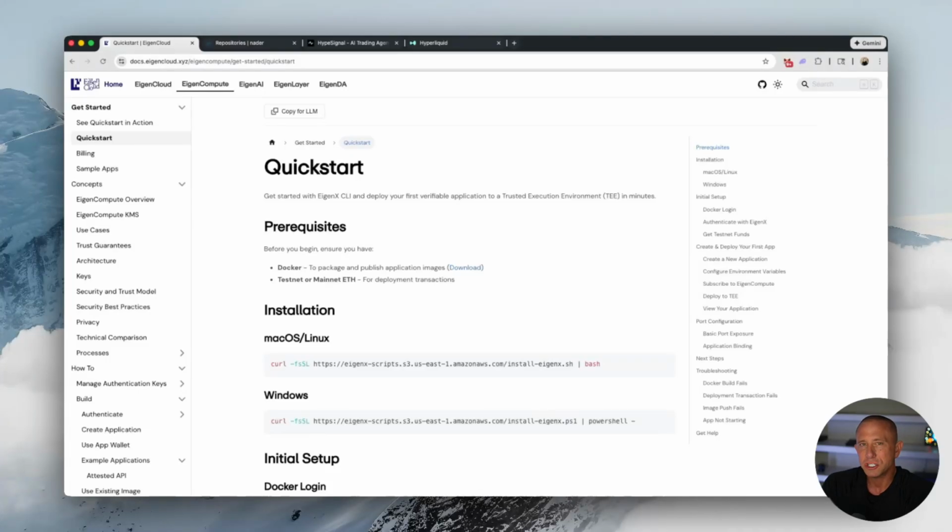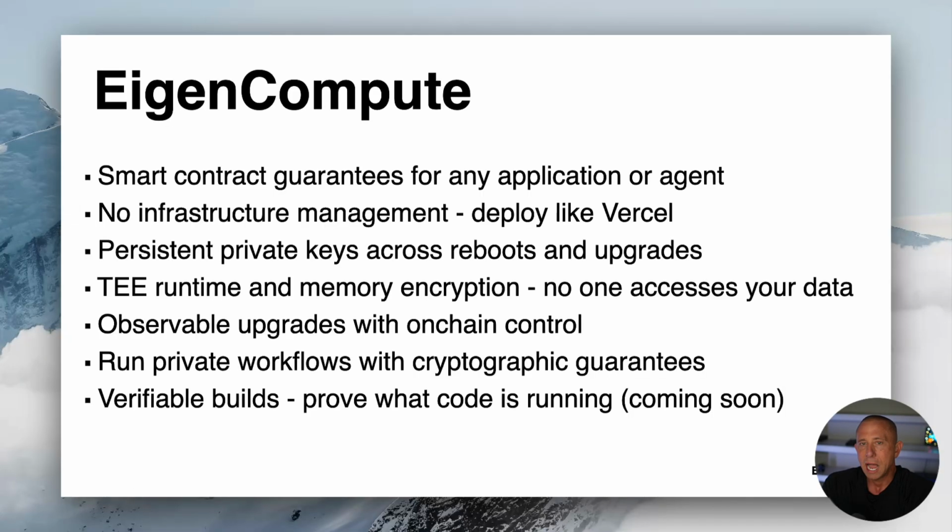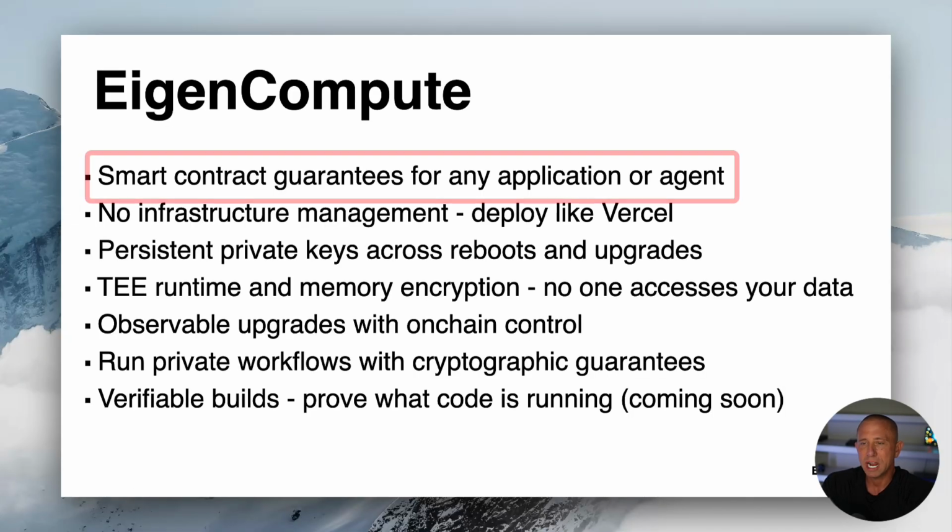In this video, I'm going to show you how to give any application in the world smart contract guarantees with EigenCompute. So what is EigenCompute? EigenCompute is a service that gives smart contract guarantees to any application or agent. All you need to do is Dockerize your application and you're ready to go.